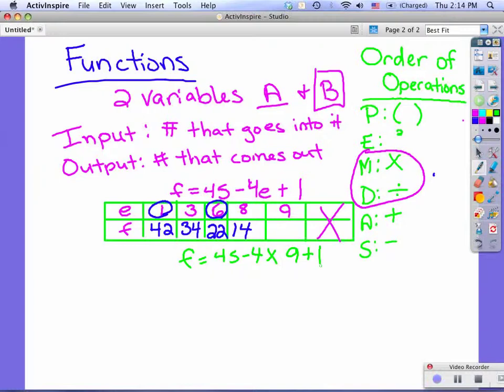So let's go ahead. We solve multiplication first. 45 minus, what's 4 times 9? 36 plus 1. F equals 45 minus 36. I'm going to make sure I get these right, so I always go off to the side and subtract. That becomes a 3. That's 15. 15 minus 6 is 9. F equals 9? No. Oh, I forgot to bring down the plus 1. That's right. F equals 10.